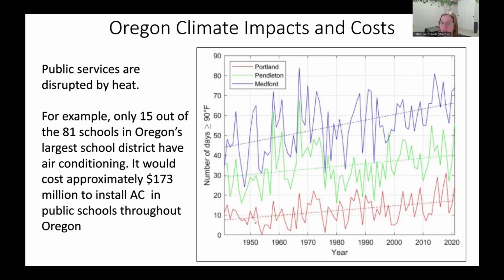Here is Portland. We have an upward trend, lots of variation. Then we have Pendleton, generally hotter than Portland. Upward trend is pretty much in line with Portland, though. And then we have Medford. Note that Medford is the hottest, but also it has the steepest line of increase on this graph. So it is getting more hot days more quickly than other cities in Oregon.